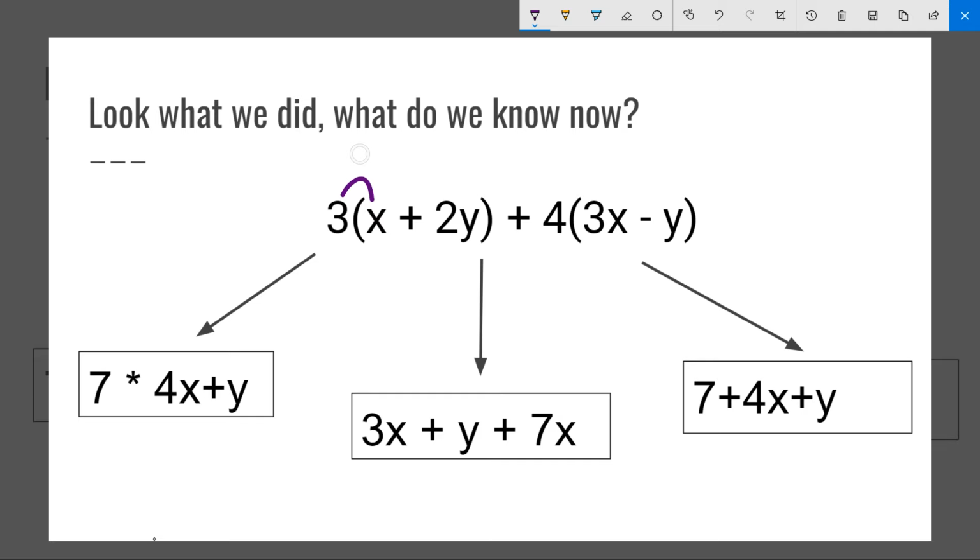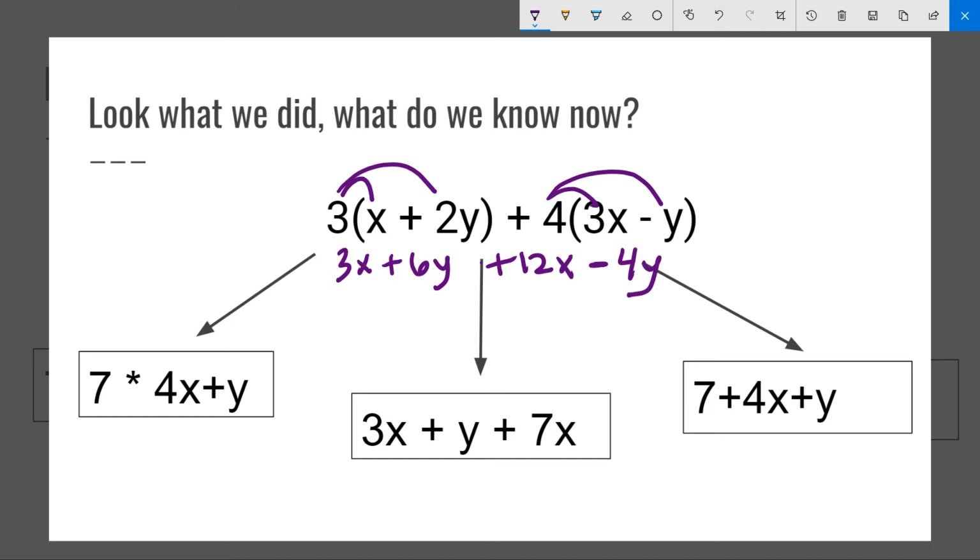So we do 3 times x is 3x. 3 times 2y is positive 6y. We're going to write the sign in front to separate these terms. Okay, and this is moving on to a positive 4y. I'm going to distribute in. So positive 4, not positive 4y, just positive 4. Positive 4 times 3x is positive 12x. And then positive 4 times the negative y. Positive times a negative is a negative. Positive 4 times negative y is minus 4y.